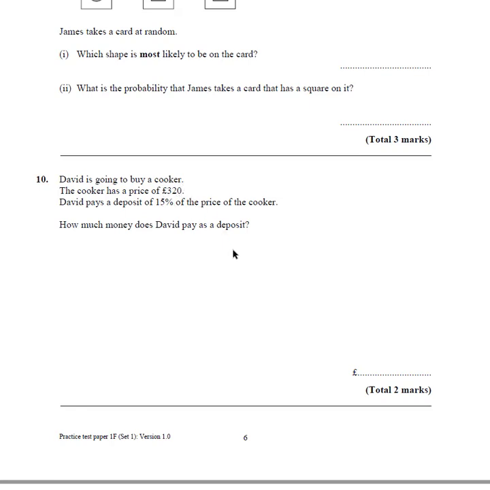Now, any way you do this is fine as long as you don't use a calculator. It's really important you don't use a calculator because you won't be able to use it in an exam. If I was you, I would find 10%, and then I would use my 10% to find 5%, and then I would use those two answers to get me 15%.